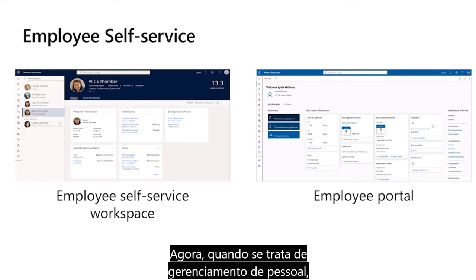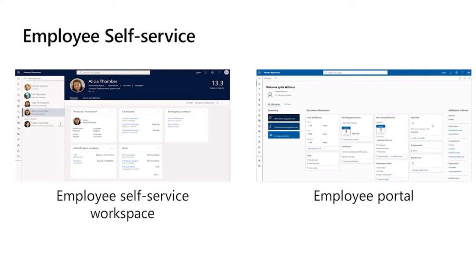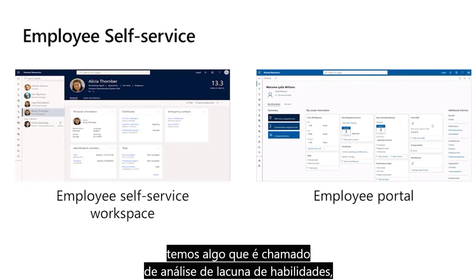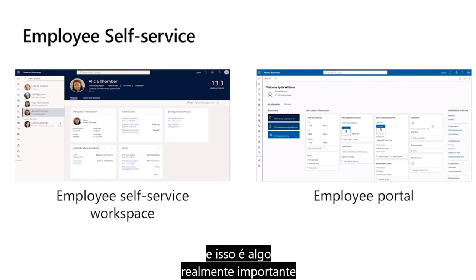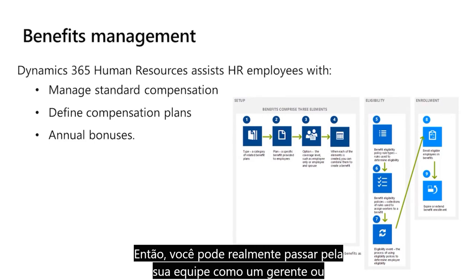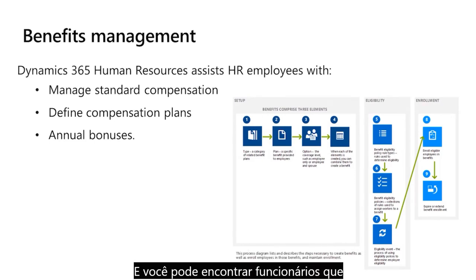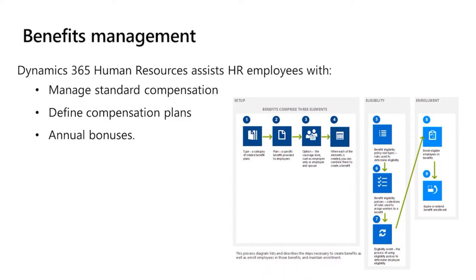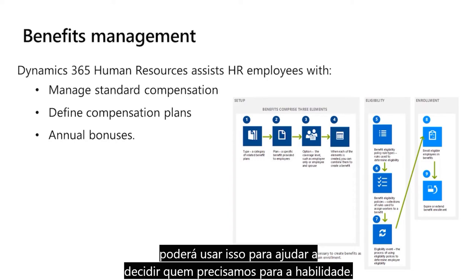Now, when it comes to personnel management, we have something that's called a skill gap analysis. And this is something that's really important when managers are trying to develop their team members. So you can actually go through your team as a manager or an HR practitioner, and you can find employees who possess skills for open roles. Or if you're looking to fill vacancies with internal staff, you can actually use this to help decide who do we need to skill.